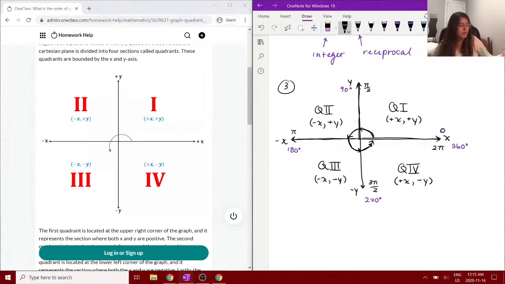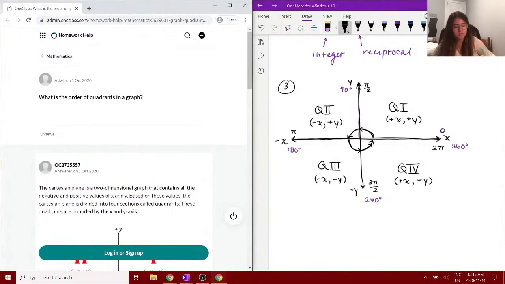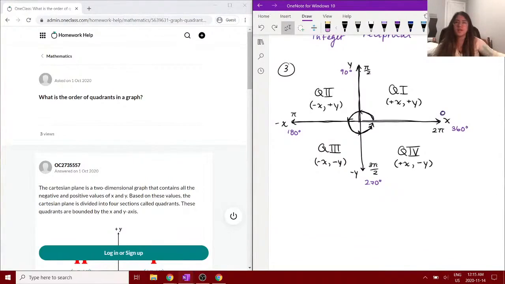Okay? So basically answering the original question, what is the order of quadrants in a graph? Well, if we move counterclockwise around the plot, around the graph from 0, we get quadrant 1 here, quadrant 2, quadrant 3, and quadrant 4. Okay? And I think that's everything.